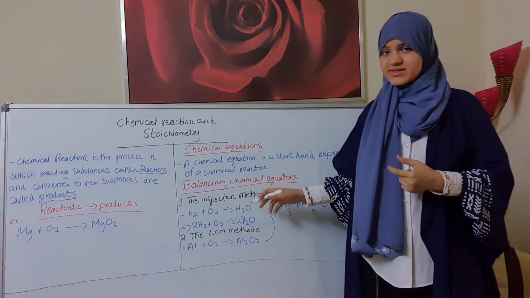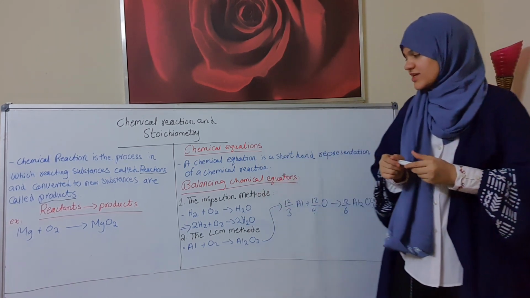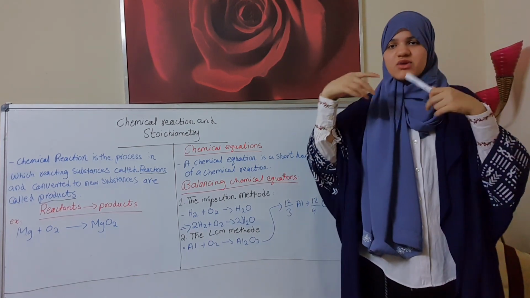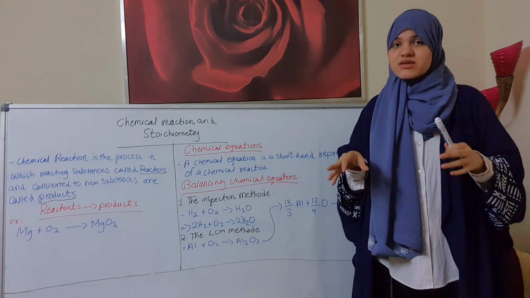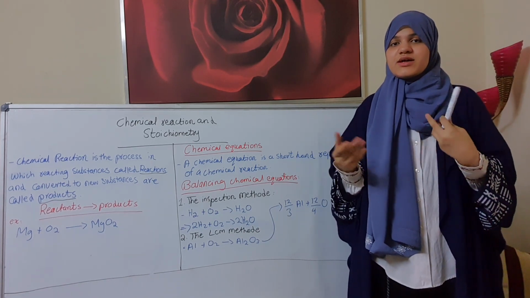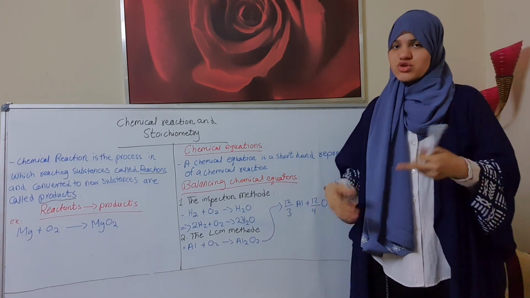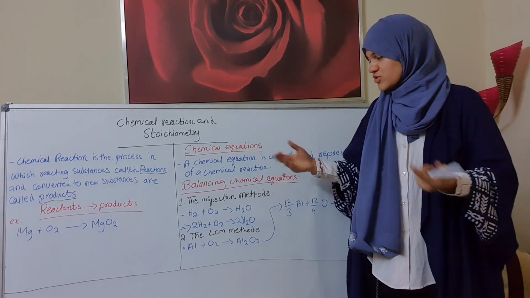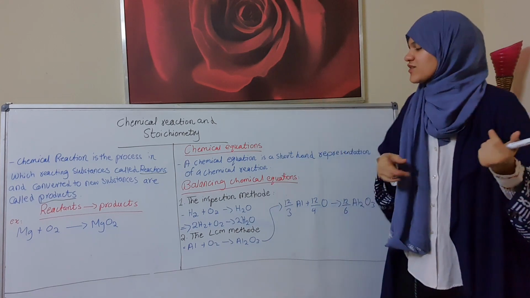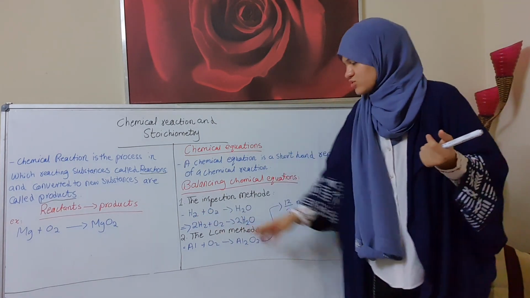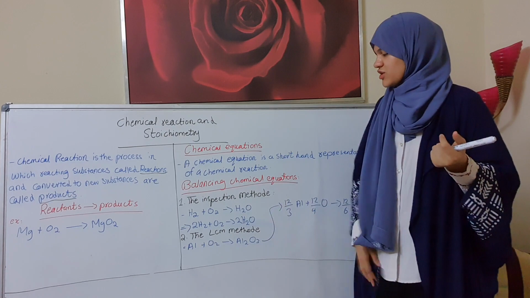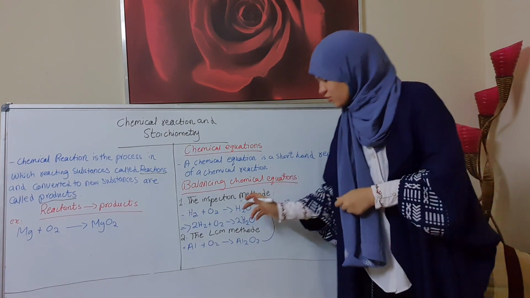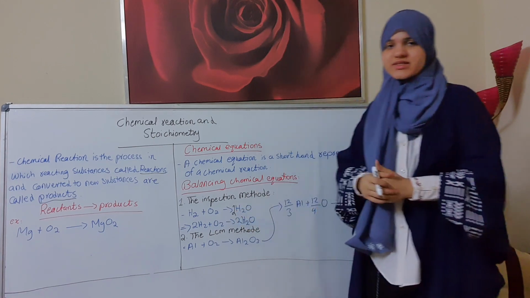So how can we balance it? The inspection method means you will put a number in your mind by looking only, without using numbers the way the LCM method does. Here you will not calculate anything, only guess. For example, here we have two hydrogen, two oxygen, and two hydrogen, one oxygen. We want to make this oxygen 2, so we will put 2 in the coefficient place.